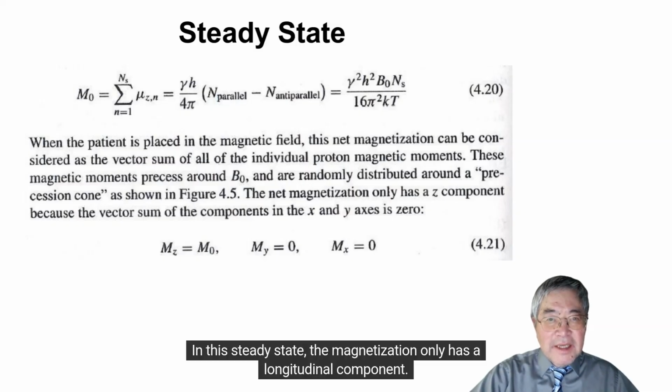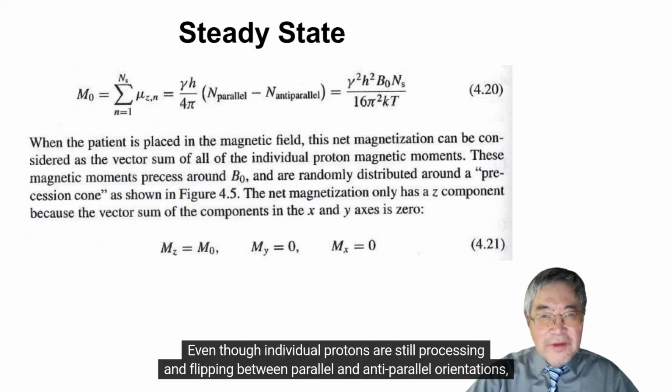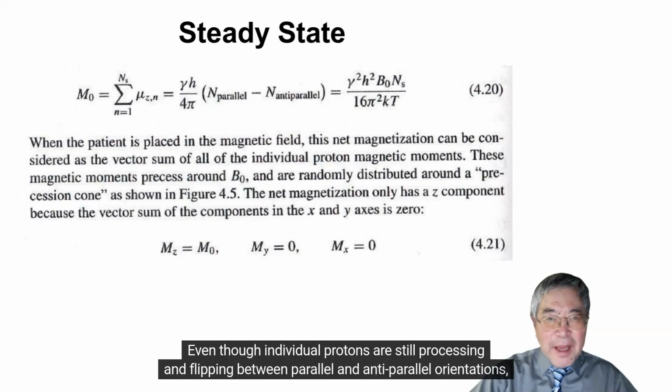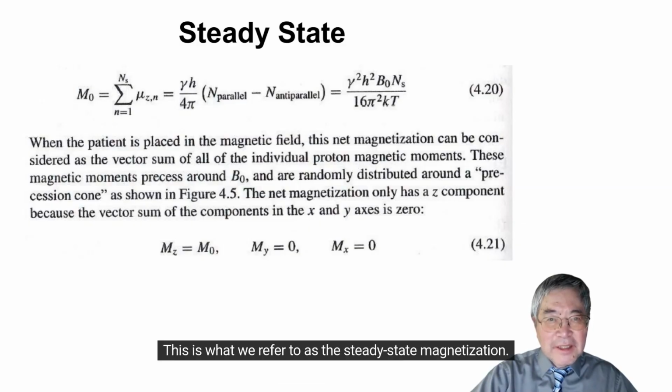In this steady state, the magnetization only has a longitudinal component. That means Mz equals M0, while the transverse components Mx and My are both 0. Even though individual protons are still precessing and flipping between parallel and anti-parallel orientations, when you take the average, the only surviving component is along the z-axis. This is what we refer to as the steady-state magnetization.